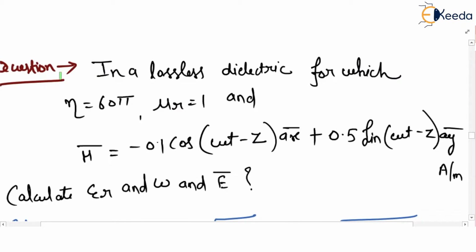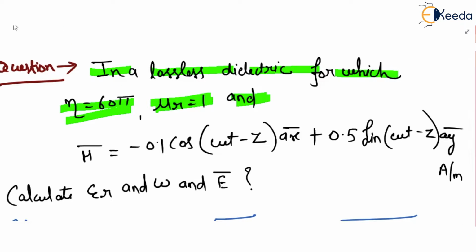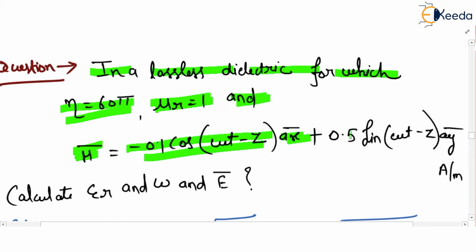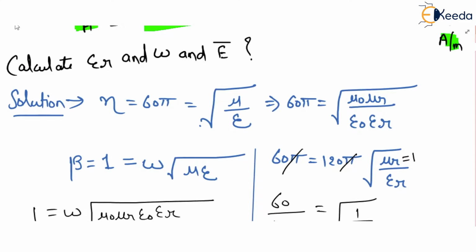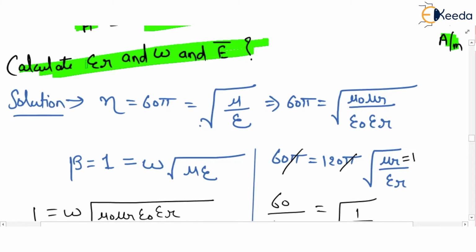So let me start. The question is: in a lossless dielectric for which eta is equal to 60 pi and mu r is equal to 1, and magnetic field H is equal to minus 0.1 cos(omega t minus z) ax plus 0.5 sin(omega t minus z) ay ampere per meter, calculate epsilon r, omega and E. So this is our question. Let me start.